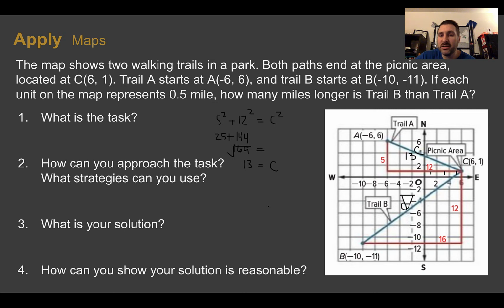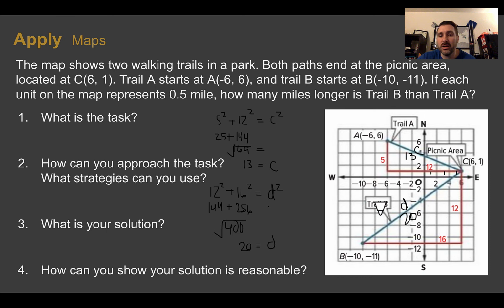I'm going to call this a different letter just because I don't want to use the same thing, but I'm still going to do the same thing. So 12 to the second power plus 16 to the second power is equal to that length of the trail squared. 12 times 12 is 144. 16 times 16 is 256. Added together, we get 400. And then taking the square root of that, D, or the length of trail B, must be 20. So trail A is 13, trail B is 20.